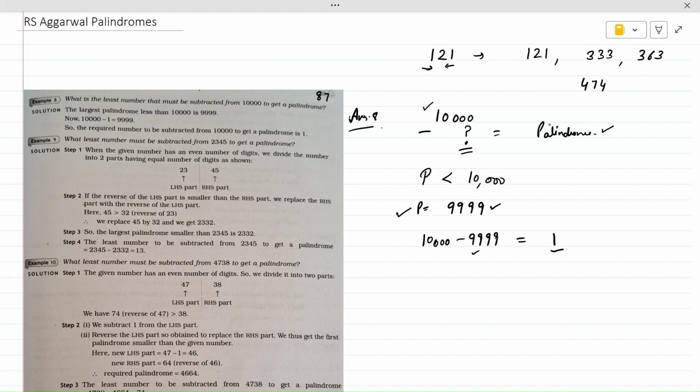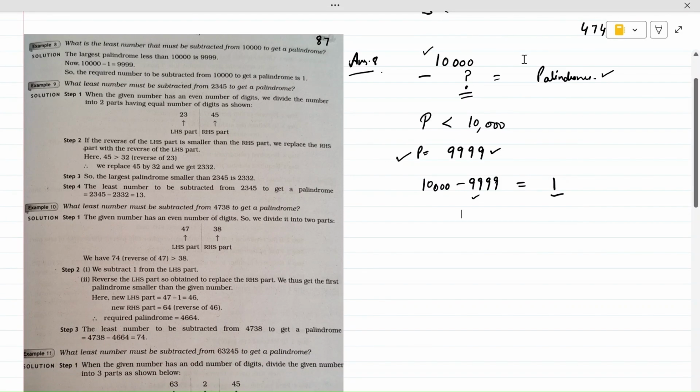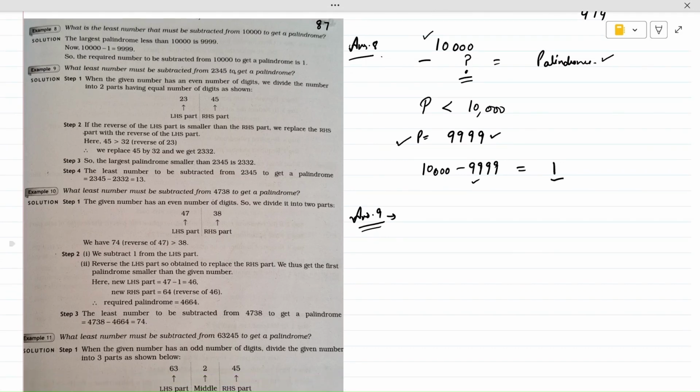This is easy. Next, kids, we have: what least number must be subtracted from 2345 to get a palindrome? So we have certain rules here to solve these sorts of questions. Okay, so first of all, let us understand what least number must be subtracted from 2345. We want a number which, when subtracted from 2345, should give us a palindrome. Okay, so kids, I am denoting the palindrome with P. So we have to find this number.